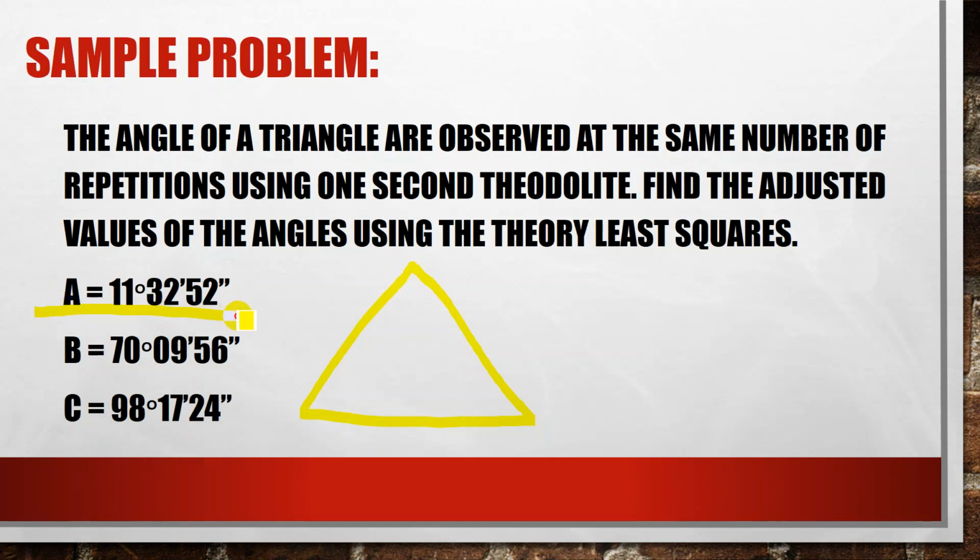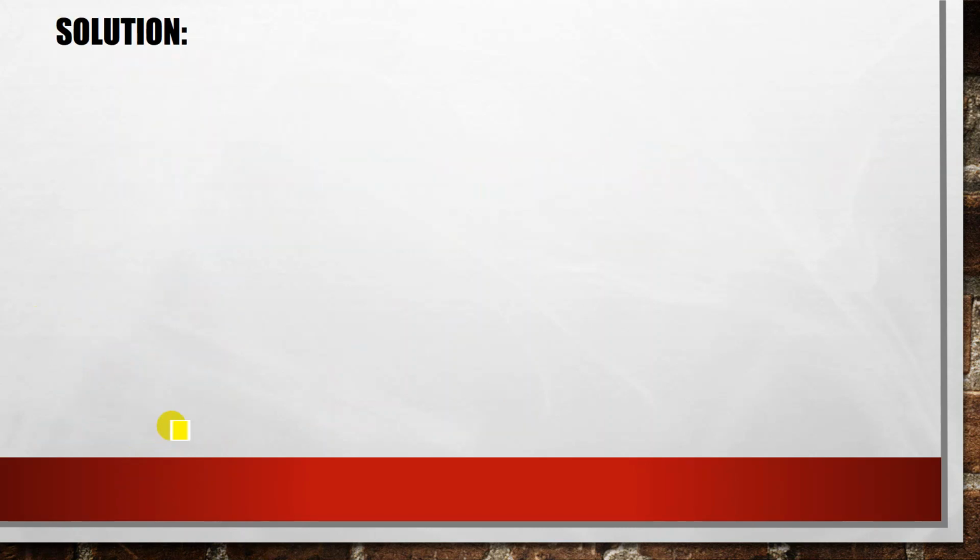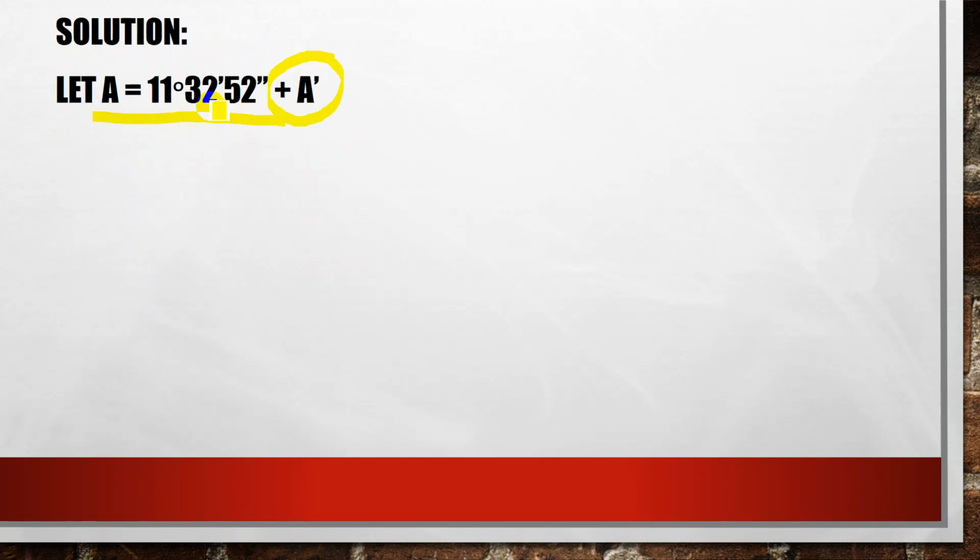So, A, 11 degrees, 32 minutes, 52 seconds. B, 70 degrees, 9 minutes, 56 seconds. And C, 98 degrees, 17 minutes, and 24 seconds. So, ito po yung first step natin. So, yung mga values ni A and ni B and ni C, sasamahan po natin ng error. So, ulitin ko po. Let A, yung value niya, plus error or A prime.